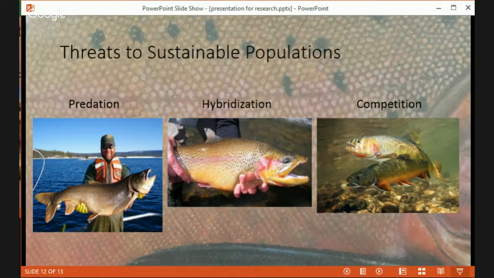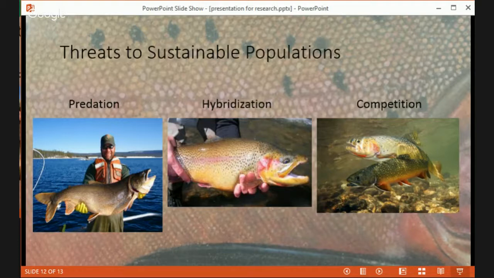So just briefly, a few threats to the sustainable population of cutthroat trout now include predation, hybridization, and competition. The figure on the left is a lake trout that was taken from Yellowstone Lake. Yellowstone Lake is home to the largest population of Yellowstone cutthroat trout. And lake trout were introduced in the 70s. And it was projected that they could have a really significant impact on the Yellowstone cutthroat trout. But gill netting and management has slowed the lake trout's population growth. And the population of cutthroat trout is very sustainable.